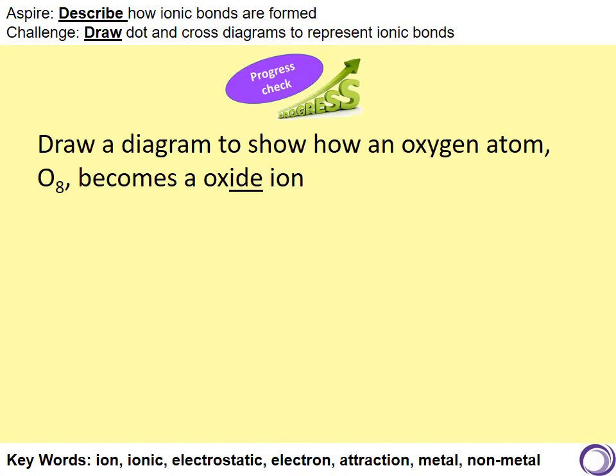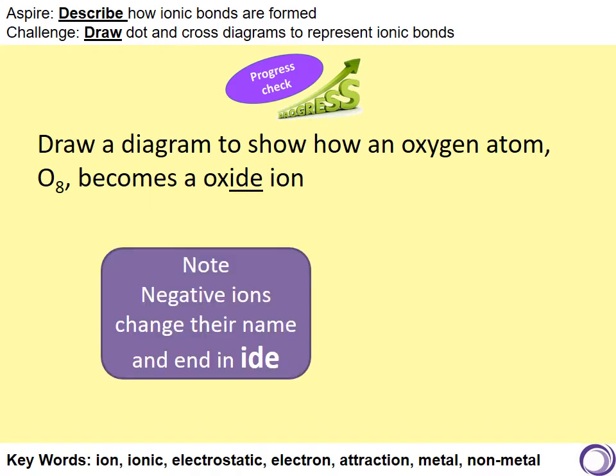I would like you then to draw a diagram to show how an oxygen atom, which has 8 electrons, becomes an oxide ion. And again, just remember that negative ions change their names and end in "ide." 1 minute, off you go.